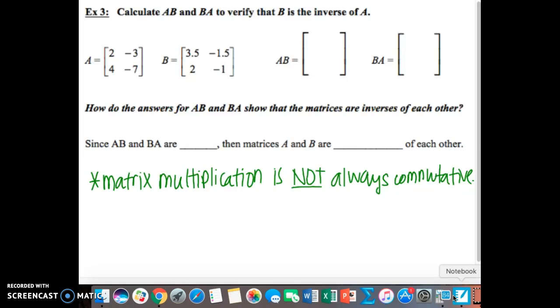So when we multiply together AB, we got the identity matrix, 1, 0, 0, 1, and when we multiplied BA, we got 1, 0, 0, 1. Notice we got the identity matrix both ways. So since AB and BA are equal to I, the identity matrix, then matrices A and B are inverses of each other. So this is one way you can prove two matrices are inverses of each other.